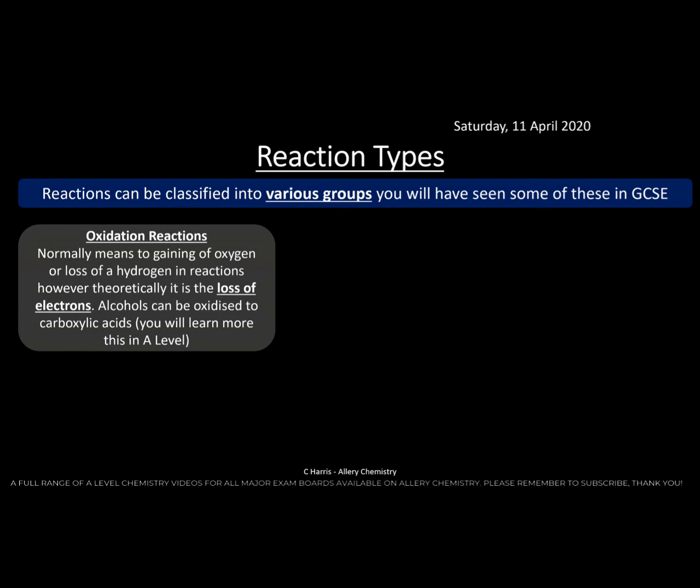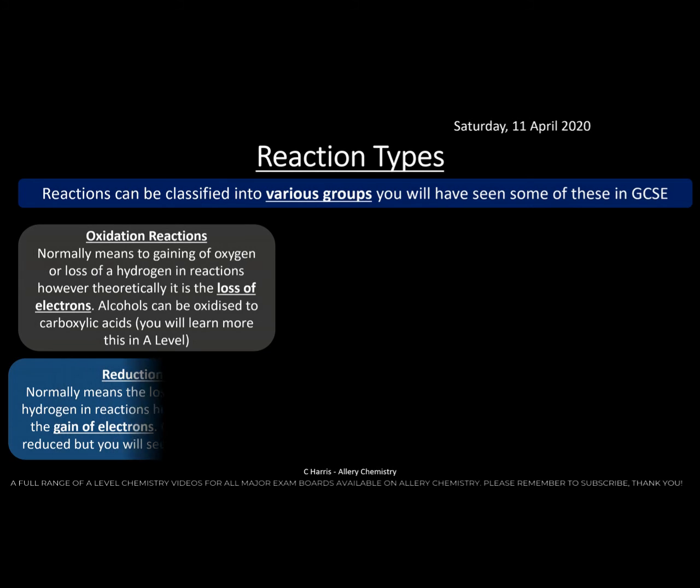Oxidation reactions. These are normally where oxygen is gained in a reaction, or a loss of hydrogen. Theoretically though, and this is the official way, and you should be able to remember this, you might have seen it at GCSE, it's actually the loss of electrons. So oxidation is the loss of electrons. Alcohols can be oxidized to carboxylic acids, but you'll see more of that at A level. You might not have seen that at GCSE.